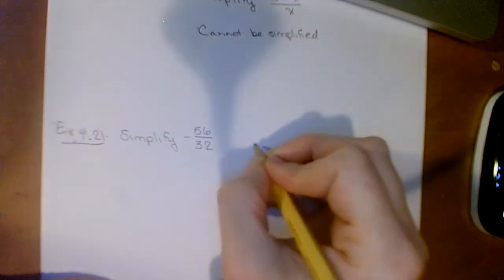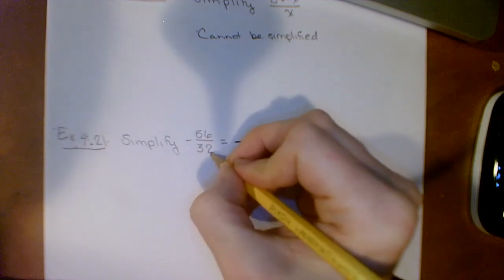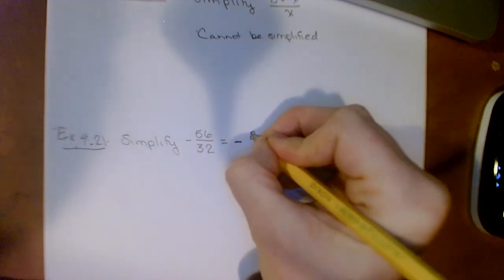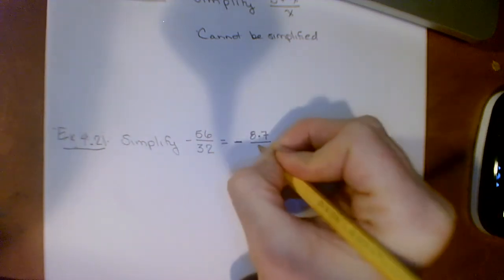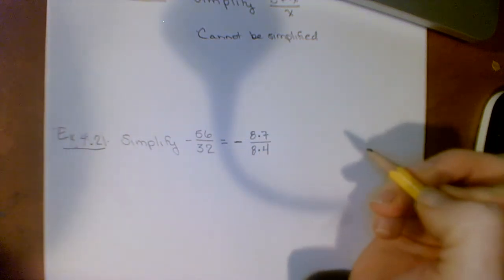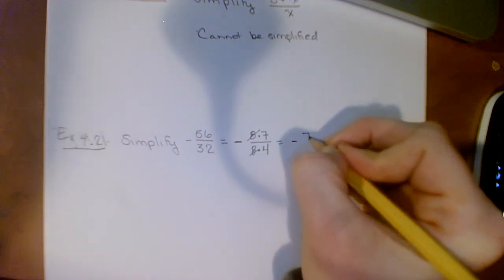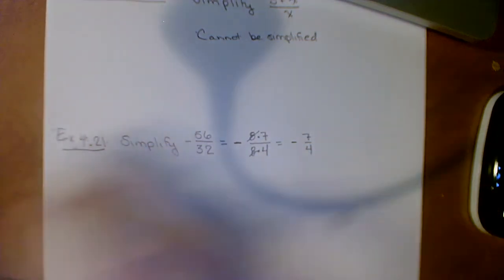All right, welcome back. Hopefully you recognized it's a negative number. The negative sign stays. 56 and 32 both have a common factor of 8. So 56 is 8 times 7. 32 can be written as 8 times 4. So common factor of 8, divide by 8, divide by 8, and you're left with negative 7/4. Nice job.